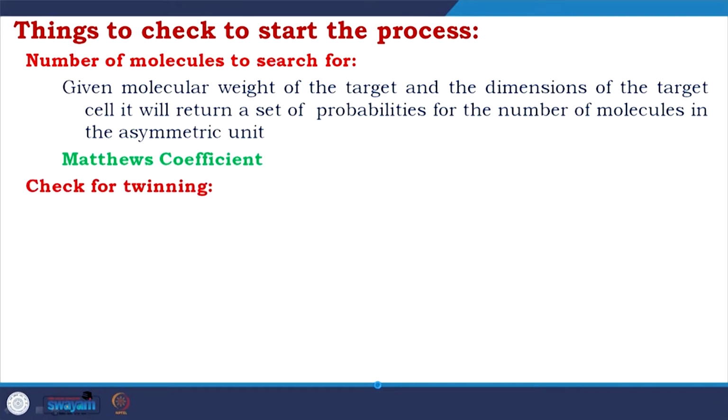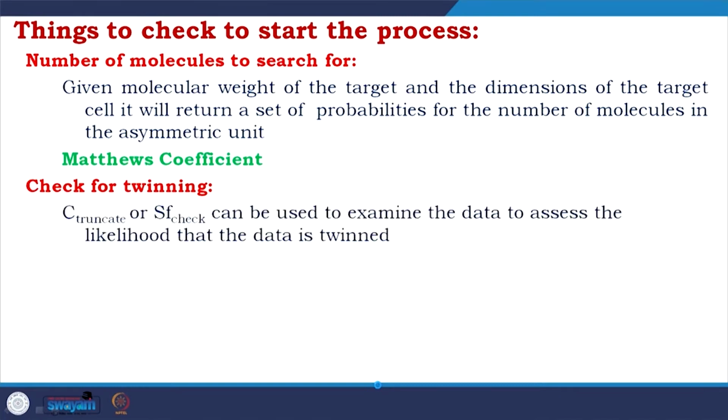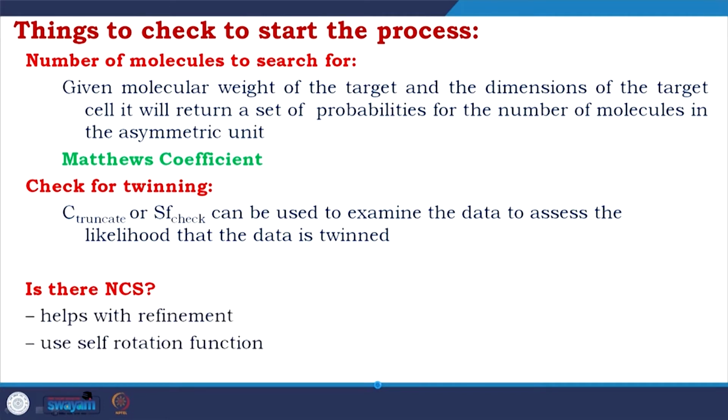We also have to check for twinning. There are programs, C-truncate or SF check, which could be used to examine the data to assess the likelihood that the data is twinned or not. Is there non-crystallographic symmetry? You also have to check. If you know that it is there, this information would be helpful with refinement, and you could use the self rotation function.